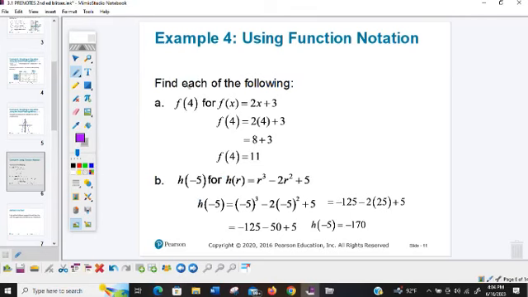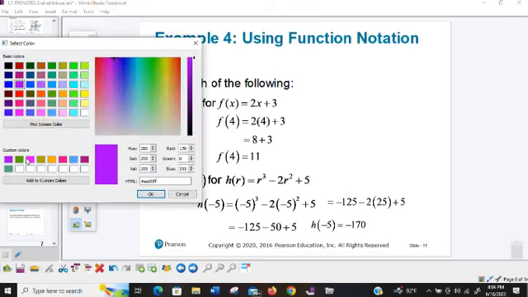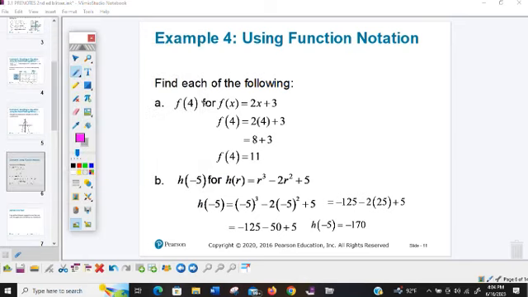In this example, we're going to learn to use function notation. So this says find f of 4 for f of x equals 2x plus 3. All right, so what this means is when x is 4, what is y? That's what you're actually looking for if it was a point and you were going to plot it on a graph. When x is 4.